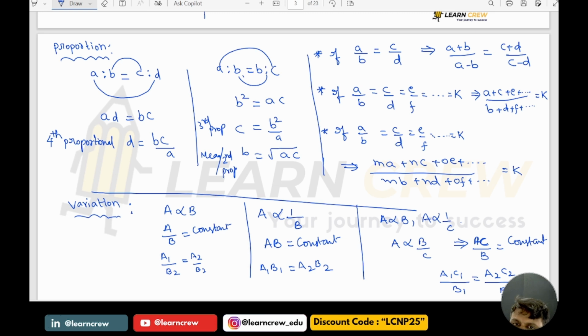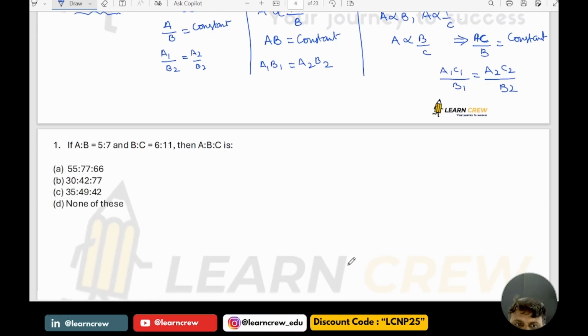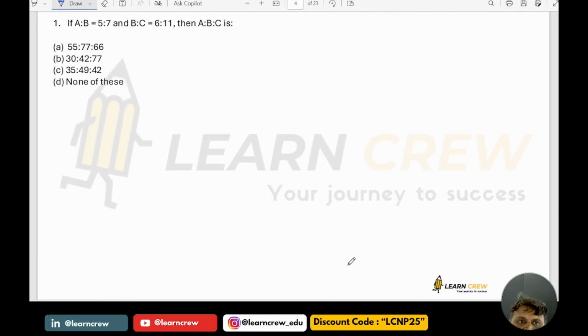Now in today's worksheet, we are going to solve some 20 questions on foundation building, basics. So first become comfortable. Those who are not comfortable, please become comfortable with these 20 questions. The first question: A is to B is equal to 5 is to 7, B is to C is equal to 6 is to 11. So A is to B is to C is how much?